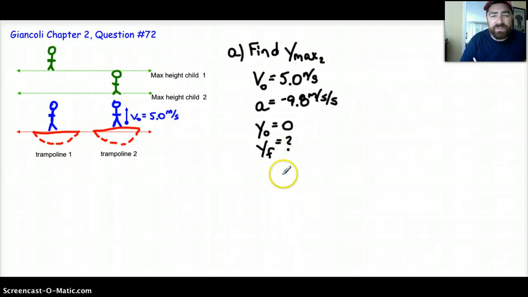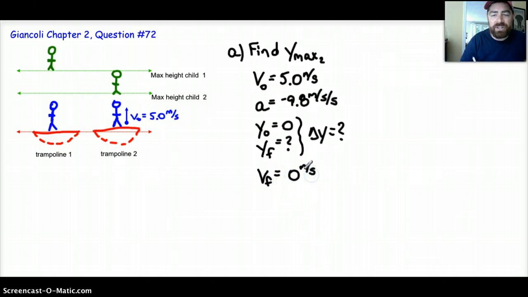There's an additional piece of information that we know. Technically speaking, by the way, y final minus y initial is delta y. We don't know what that is, and really that's what we're looking for. And finally, we know that the final y velocity of the child is going to be 0 at maximum height.